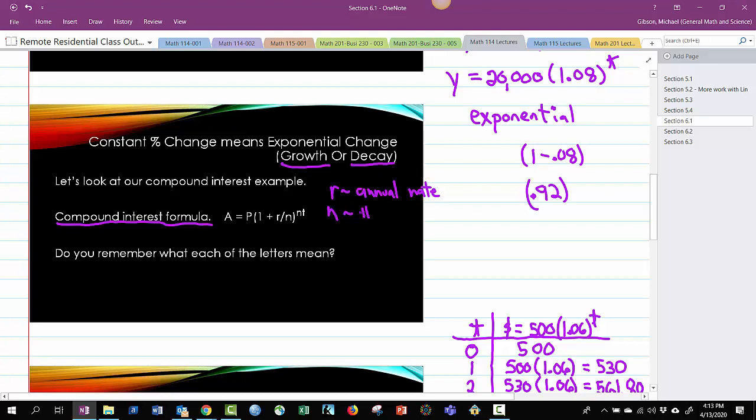N is the number of times, or the number of compoundings per year. In this section, they make this a little bit simpler for us, less complicated, because the N is usually 1. So we can kind of ignore it because dividing by 1 and multiplying by 1 doesn't do anything. And then the T is the number of years.